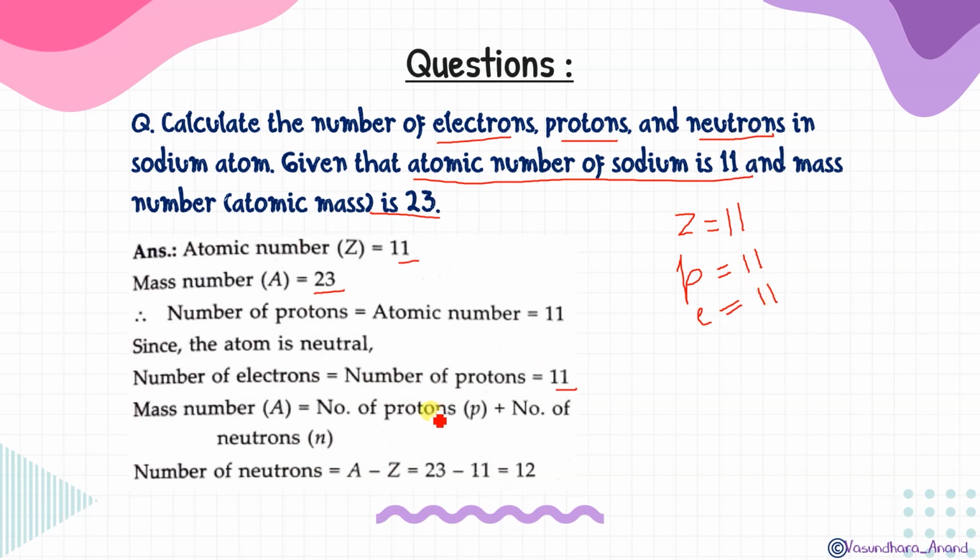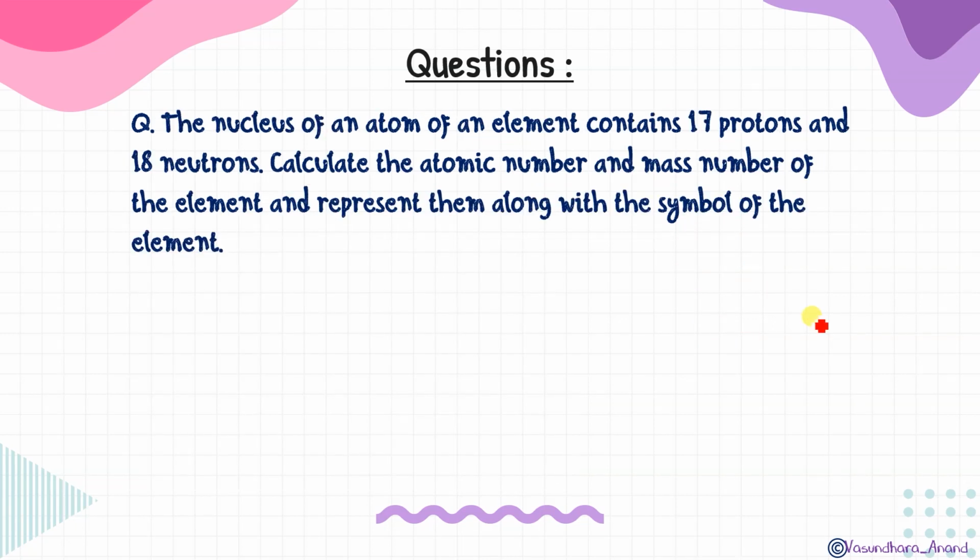We have the formula that A is equal to N plus P, or P plus N. So P you know, A you know, so can't you find the number of neutrons? A minus Z, that means 23 minus 11, which is 12. So the neutrons will be 12. Simple question.